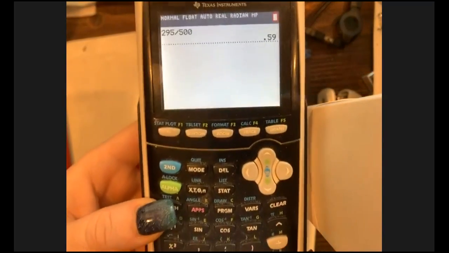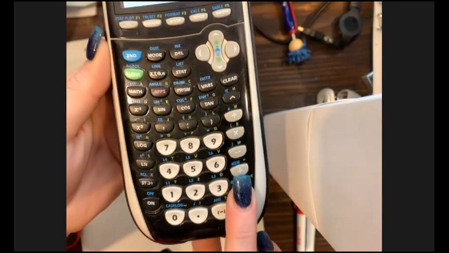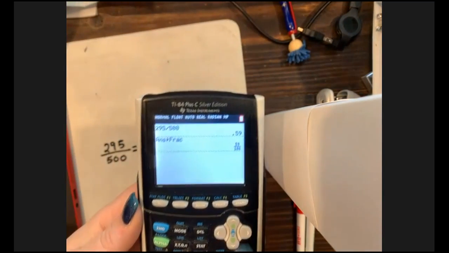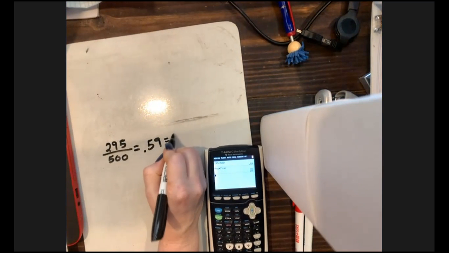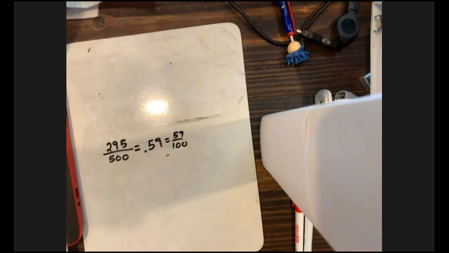Now, what I'm going to hit here, I'm going to hit the math button, and then I'm going to hit enter twice. What that's going to do is take my answer and turn it into a fraction. This fraction is now in reduced form, in lowest terms. So that is 59 out of 100.